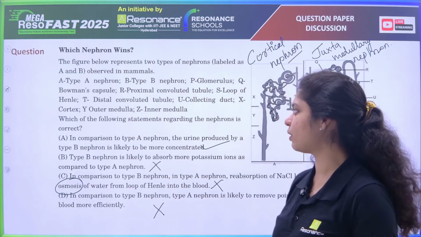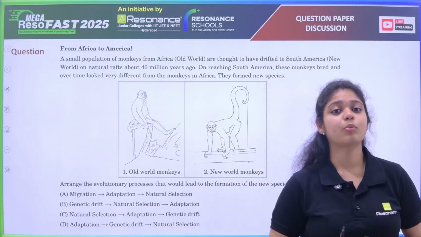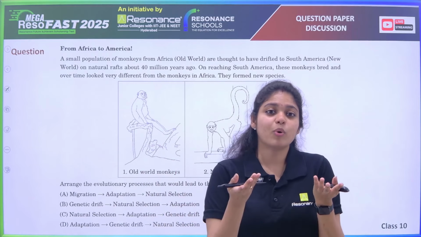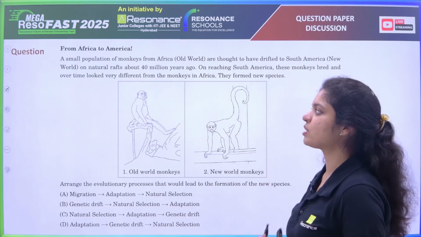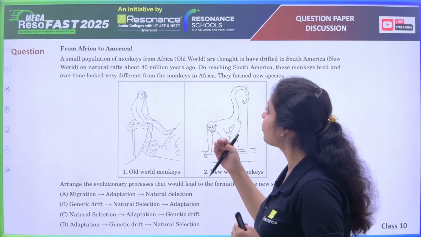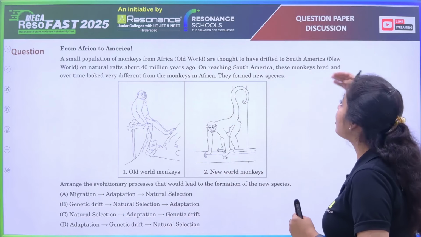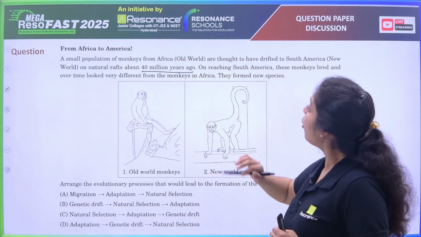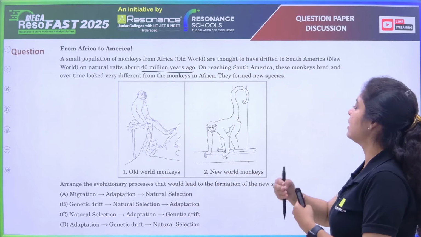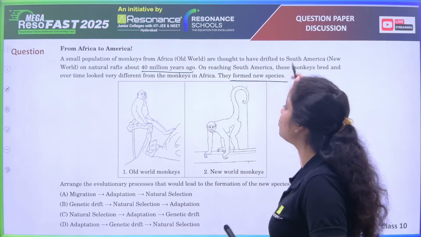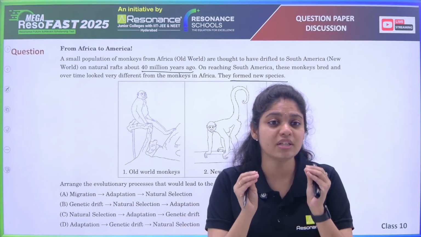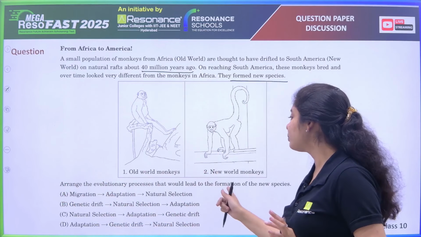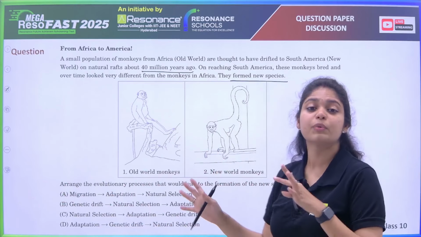Now let us move to the second question. Yes, this second question is regarding evolution. We know that the organisms have evolved. So what exactly has this question asked? A small population of monkeys from Africa are thought to have drifted to South America on natural rafts about 40 million years ago. On reaching South America, these monkeys interbred among themselves and developed into new species. That is the condition which is given. And here they are asking to arrange the evolutionary process that would lead to the formation of the new species.